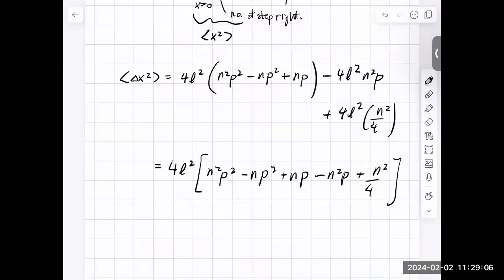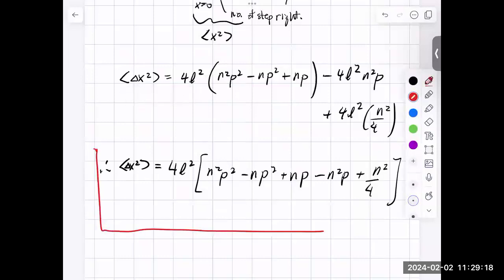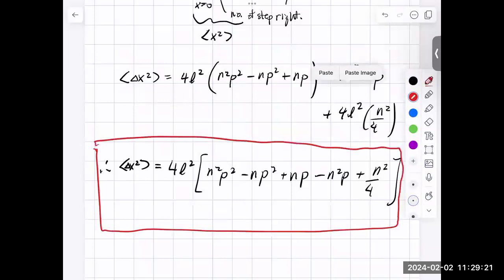Okay, so therefore delta x squared average is equal to all this. This is the general result for the average of the square of the displacement. And this result holds for any value of p we want to choose. And you know, it's pretty complicated, right? It's a pretty ugly little mess here. And so what I want to do is consider a special case. The case I want to consider is p equal to 1/2. We'll consider that case because it's going to simplify this, but it's also the most interesting one.